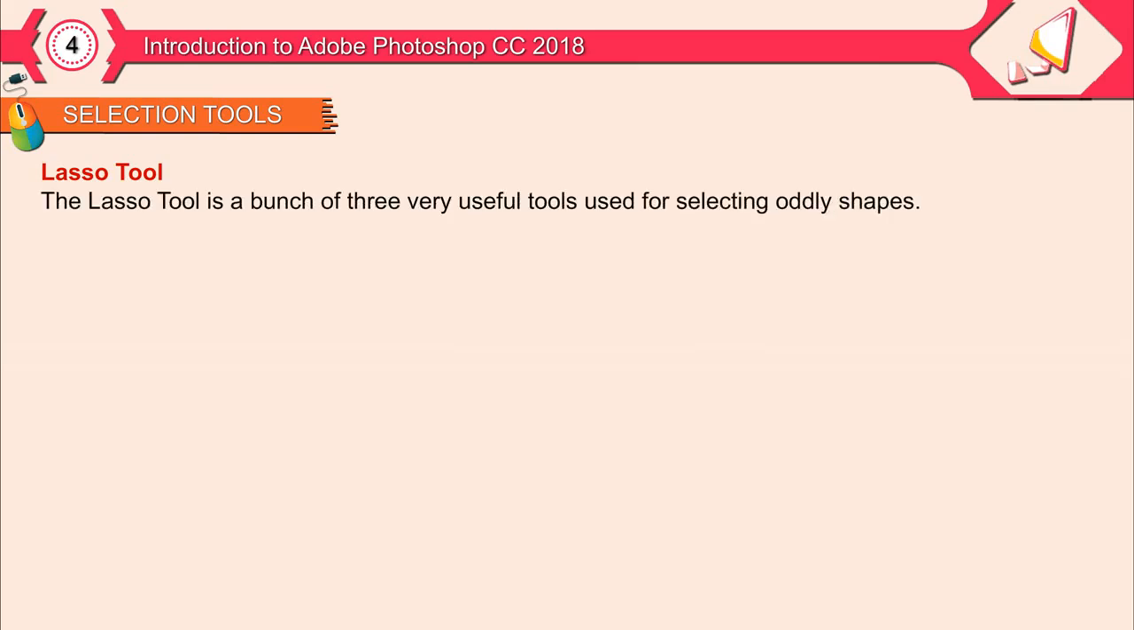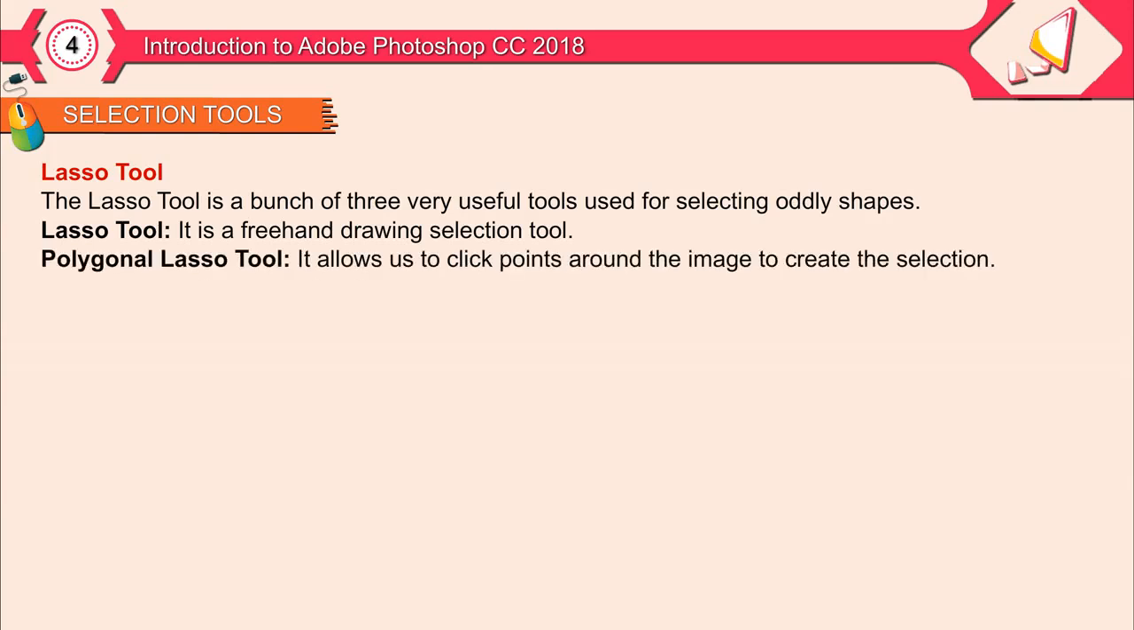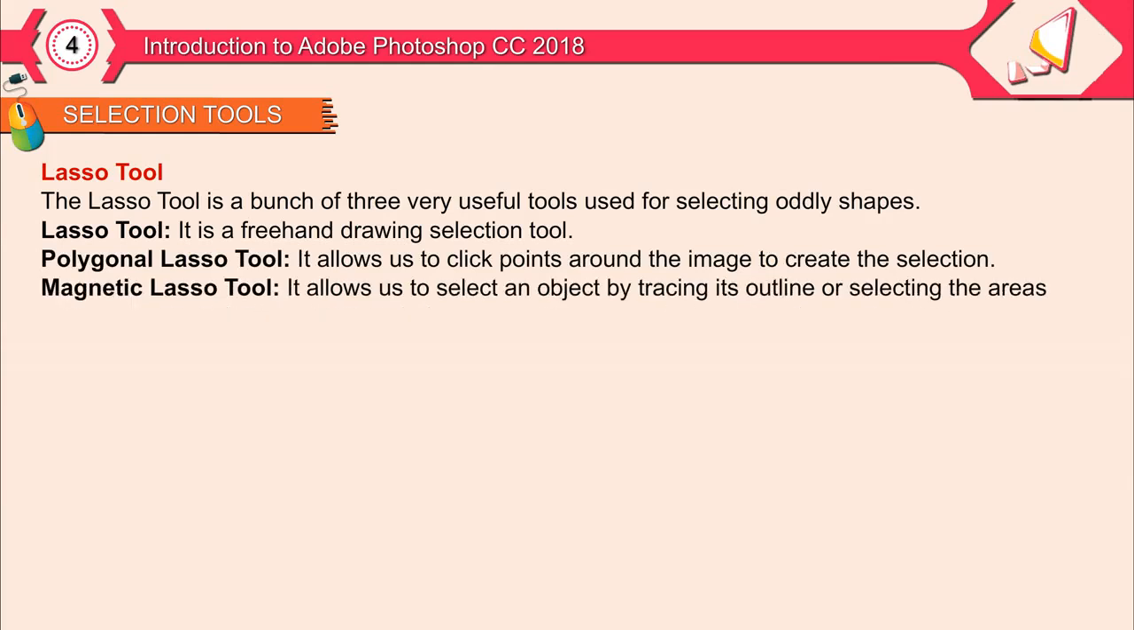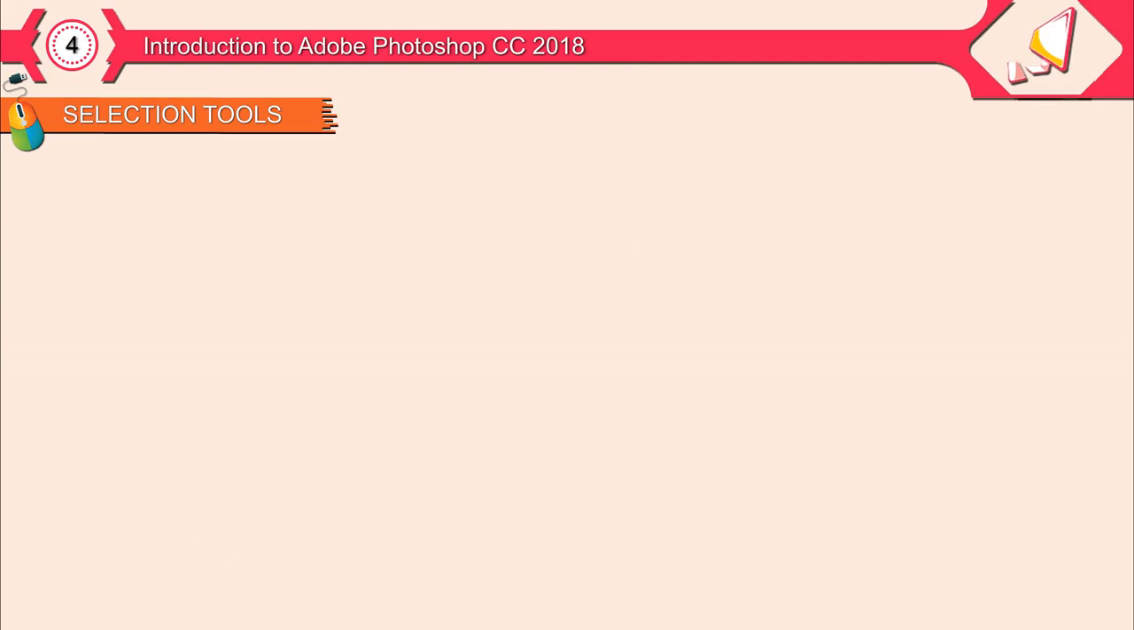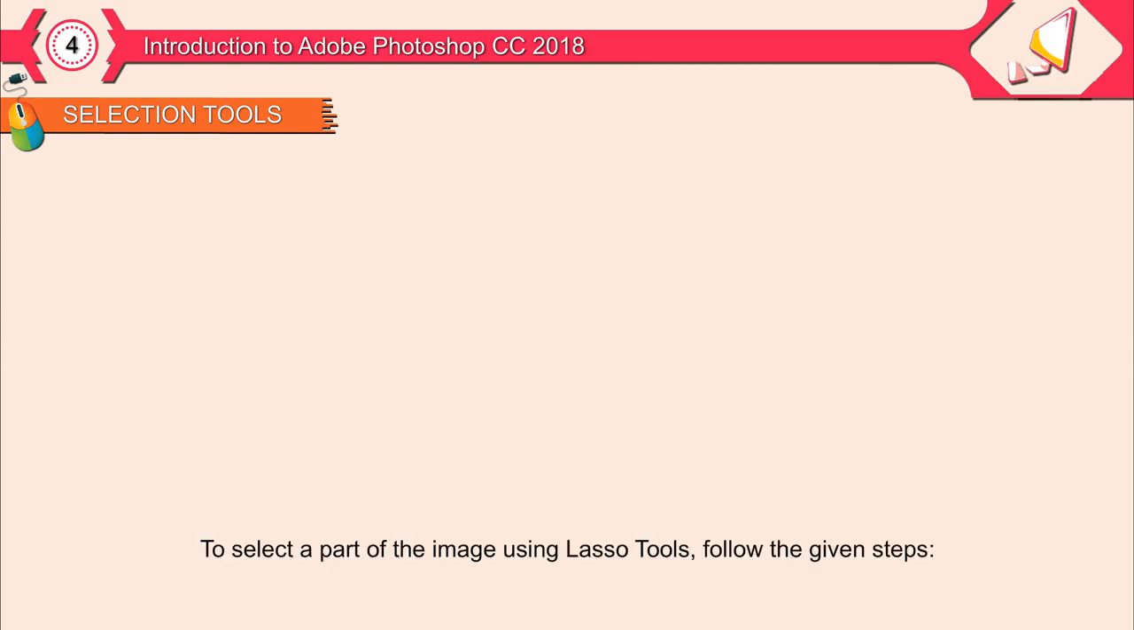Lasso tool. The lasso tool is a bunch of 3 useful tools used for selecting oddly shaped areas. Lasso tool. It is a freehand drawing selection tool. Polygonal lasso tool. It allows us to click points around the image to create the selection. Magnetic lasso tool. It allows us to select an object by tracing its outline or selecting the areas which have complex edges.